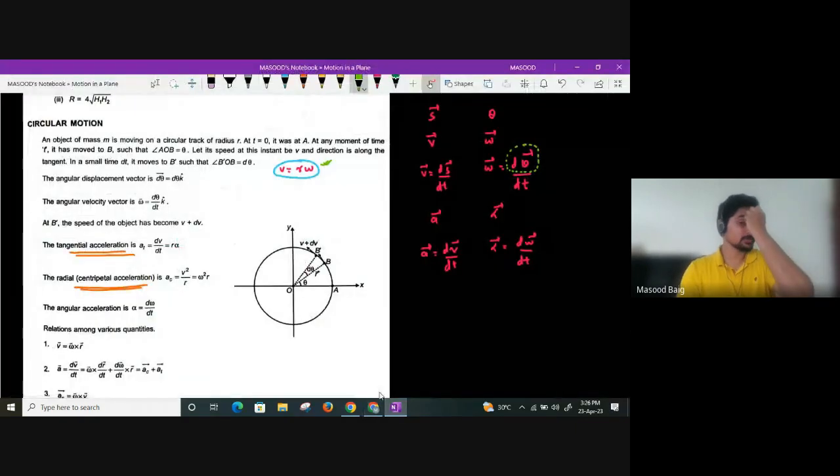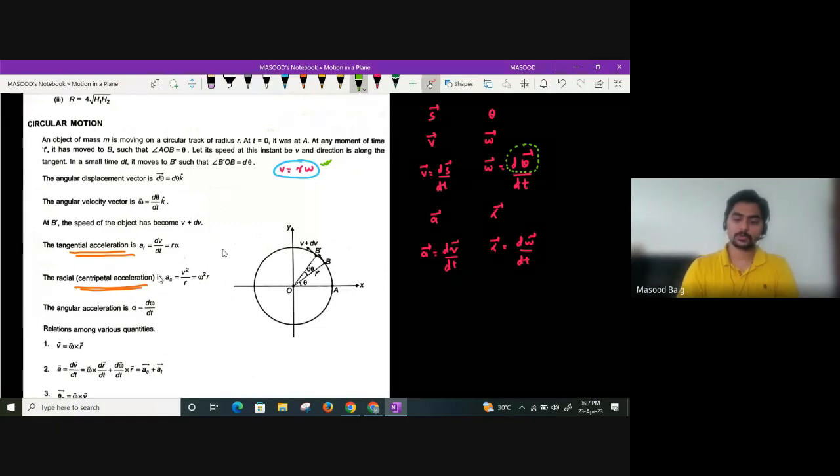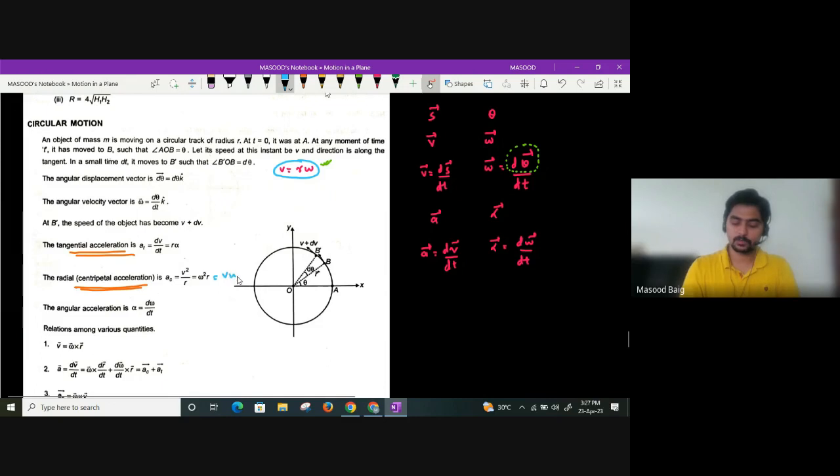Right. So we have two types of accelerations. One is tangential acceleration, other is centripetal acceleration. Always remember, centripetal acceleration is given as v square by r or omega square r, or we can write it as v into omega. Okay, tangential acceleration may be written as dv by dt, but basically it is rate of change in speed, guys.